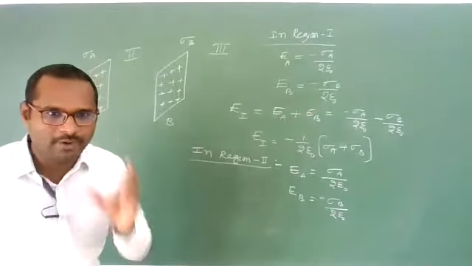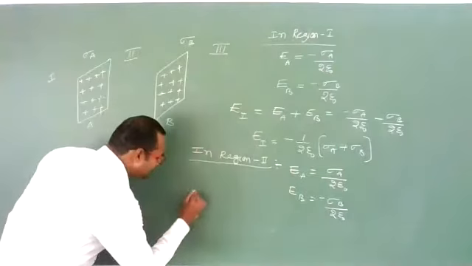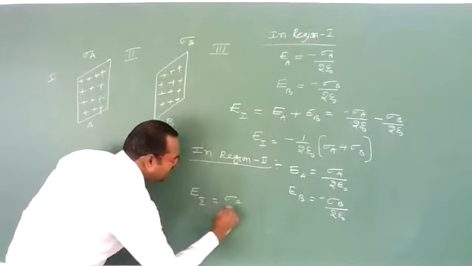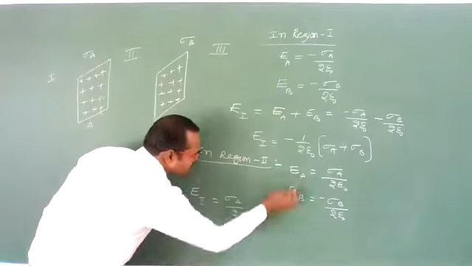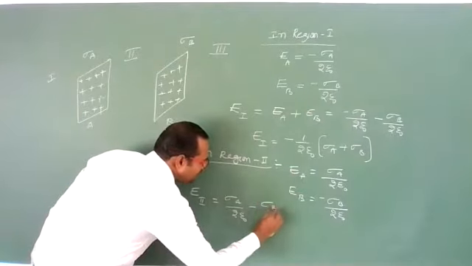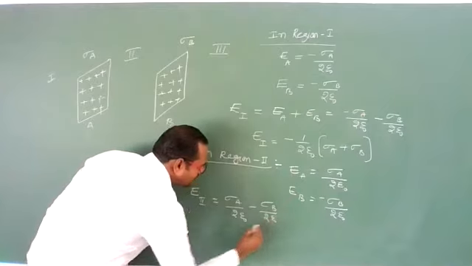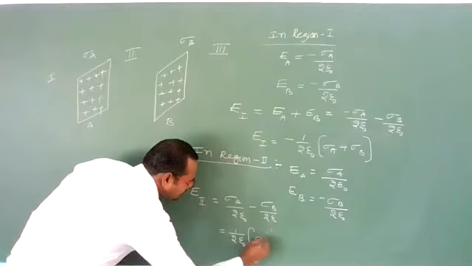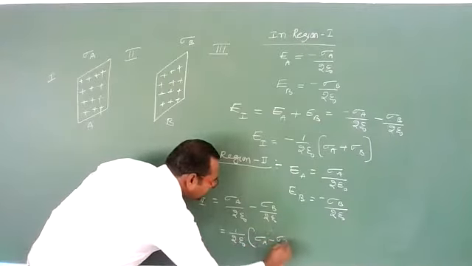I hope you are understanding the points. Okay? So net electric field in region 2 can be written as sigma A by 2 epsilon naught, as I am adding these two, minus sigma B by 2 epsilon naught. So if you take 1 by 2 epsilon naught common, you will get sigma A minus sigma B.